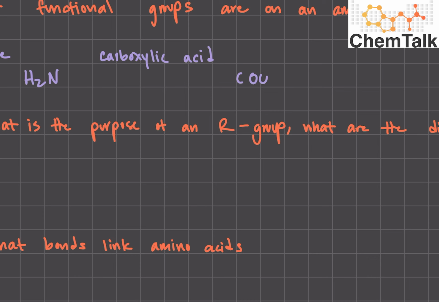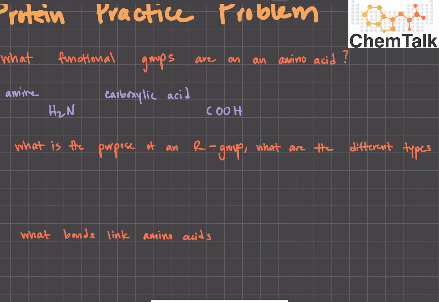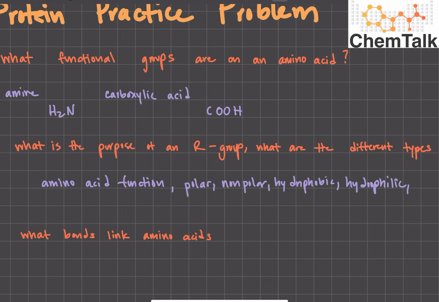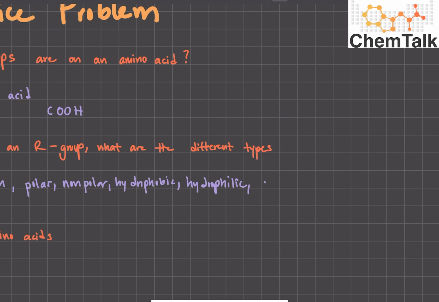What is the purpose of an R group? What are the different types? Well, in this case, an R group is to differentiate each amino acid. Basically, it just gives it its function. So let's just say amino acid function. And what are different types? Well, you can just talk about how they're polar, non-polar, hydrophobic, hydrophilic. And you can also talk about how they're charged, negative, or positive.